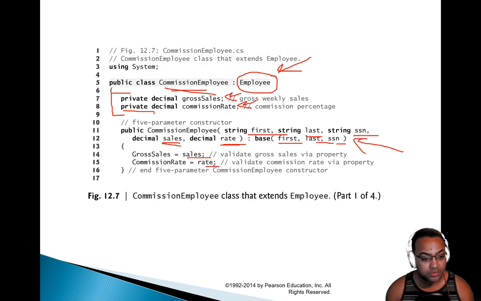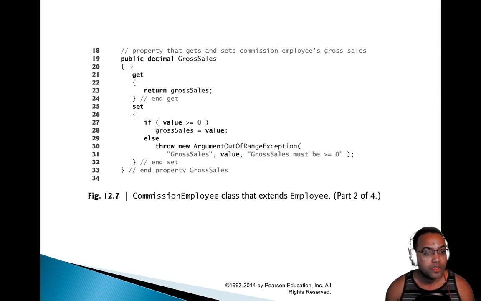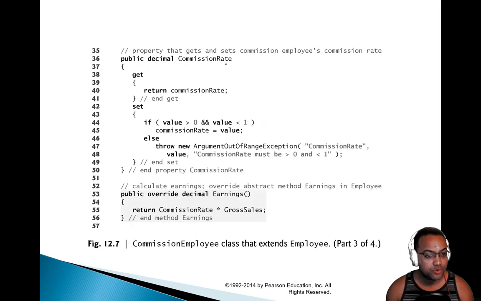So what did we do? We pulled sales and rate, and we assigned them to the public property GrossSales and the public property CommissionRate. How do I know those are properties? Because of the way we did the casing. Uppercase, uppercase. Lowercase, uppercase, lowercase, uppercase. So, the decimal public property GrossSales either returns the gross sales private variable, or it sets it based on whether the value is greater than or equal to 0. The same is true for commission rate.